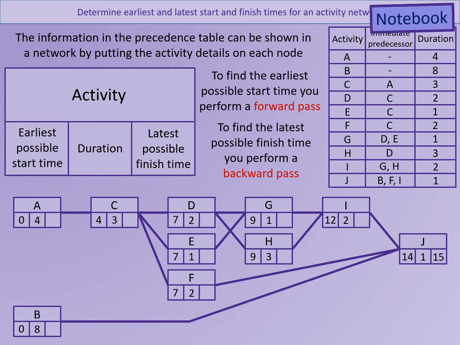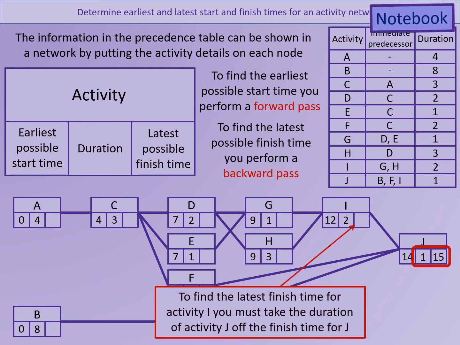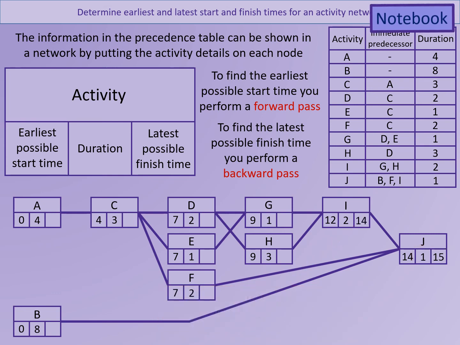We're now going to work in reverse, backwards through the network, this time taking the latest possible finish time of an activity, subtracting its duration, and then that will give us the latest possible finish time of the activity before it. If there's more than one option this time, so if an activity has more than one activity after it, then you need to take the smallest of those two to ensure that nothing gets held up. So in this case, for J, we're going to do 15 take away 1. That gives us a latest possible finish time of 14 for activity I.